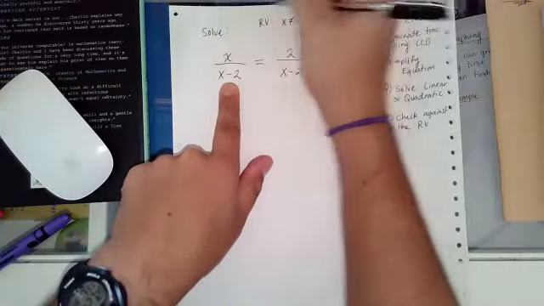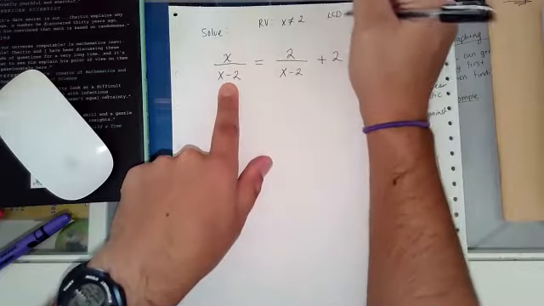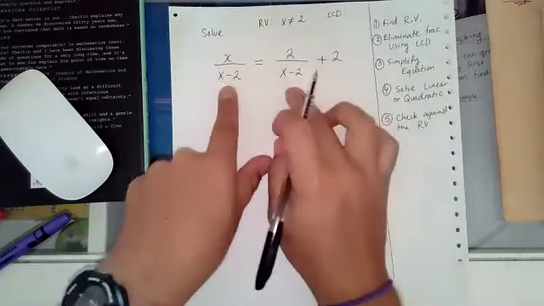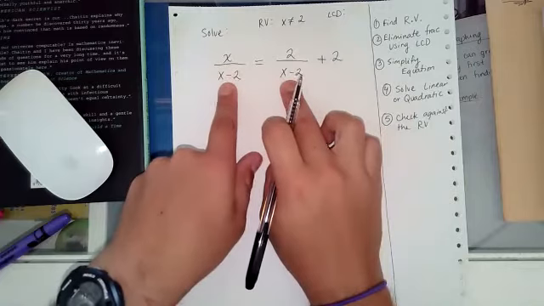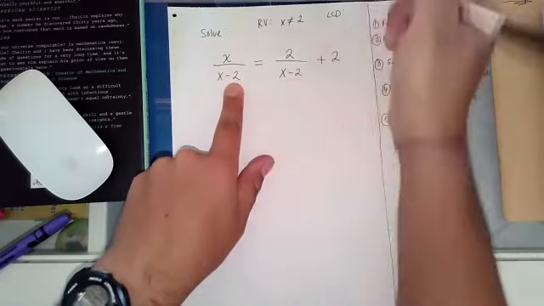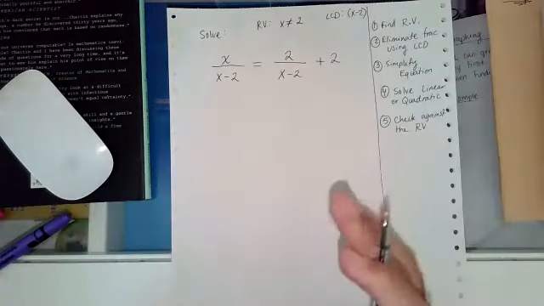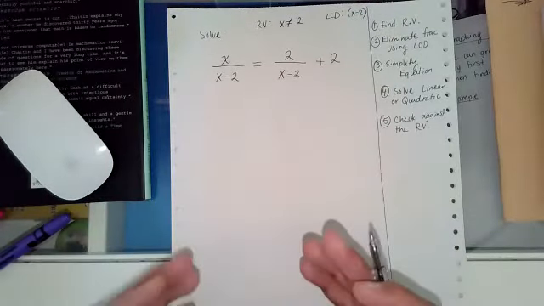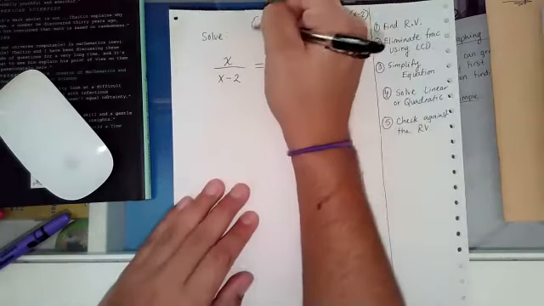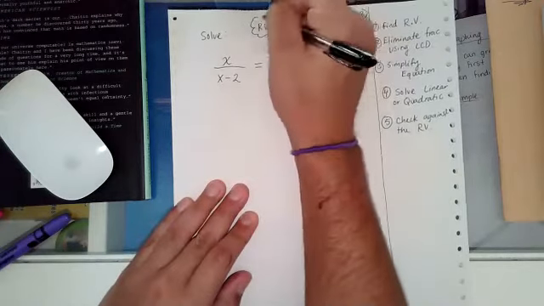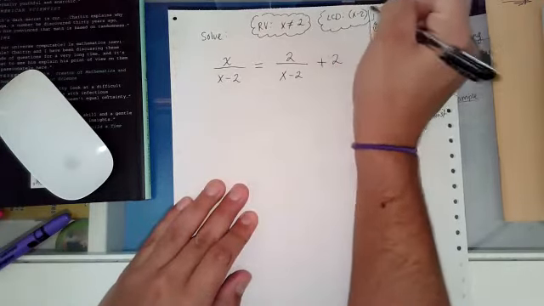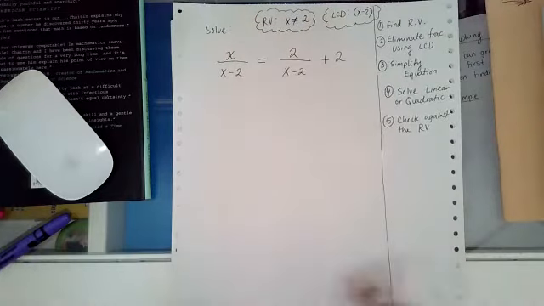Similarly, we need to find the LCD. Since the only things that have denominators are these fractions, and those denominators are the same, then x minus 2, that polynomial, is going to be the LCD that we multiply through the entire equation. So those are the two pieces of information we need before we begin to solve this problem.